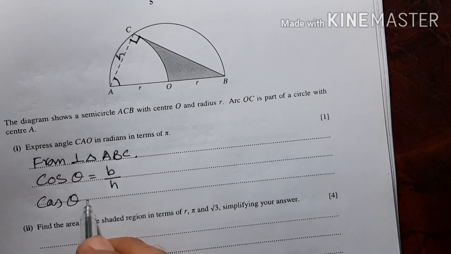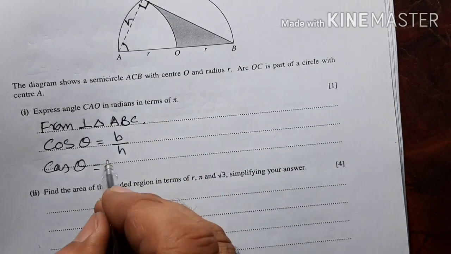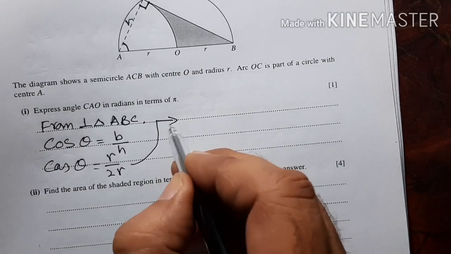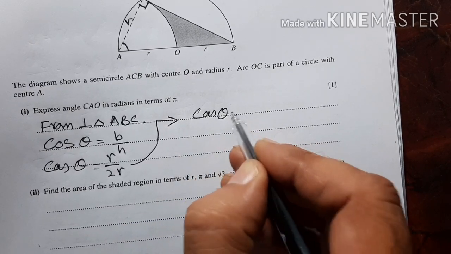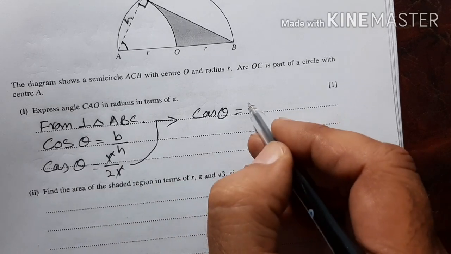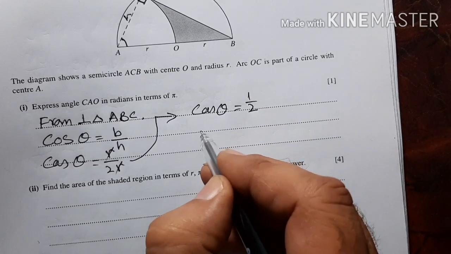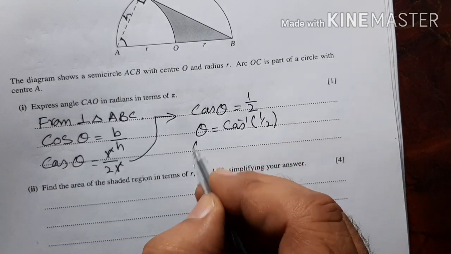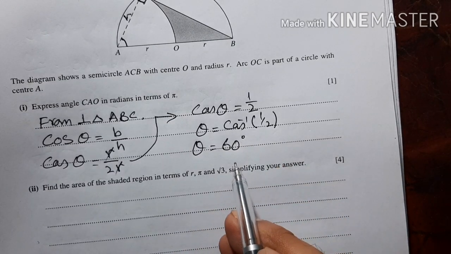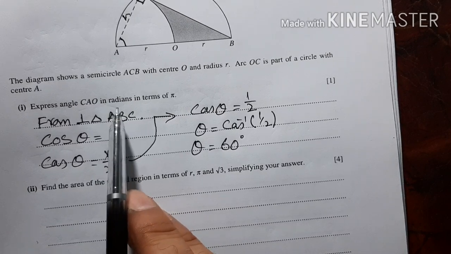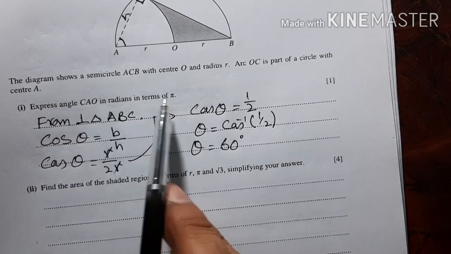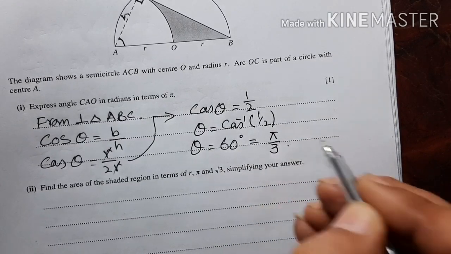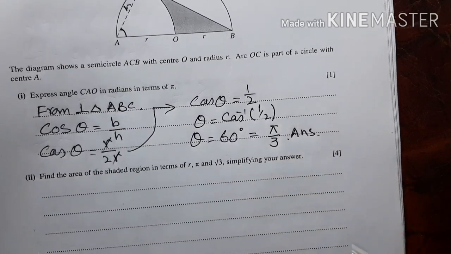So cos theta is, what is base? R. What is hypotenuse? 2R. So it will be cos theta, R will cancel with R, 1/2, and theta is equal to cos inverse 1/2, theta is equal to 60 degrees. But I need to give angle in radian in terms of pi. So 60 is actually pi/3. This is the answer, pi/3 radians.